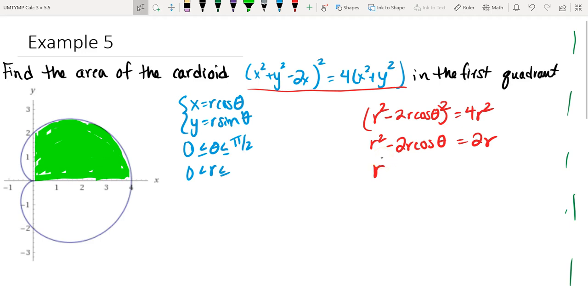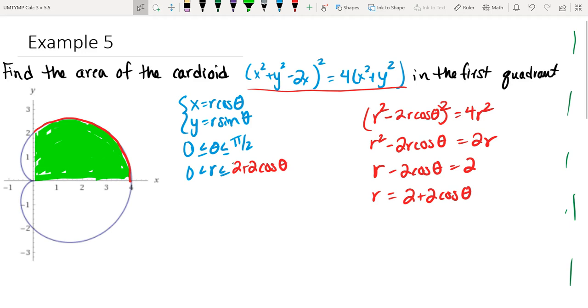Really, r is 0 is kind of a moot point, and it's a single point discontinuity, we won't worry about it. So r minus 2 cosine theta is equal to 2, or put more simply, r is equal to 2 plus 2 cosine theta. So that's really, when we talk about the edge here, the equation of this edge. So when I think about boundaries, r is going to be between 0 and 2 plus 2 cosine theta.